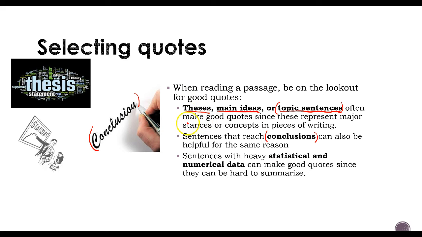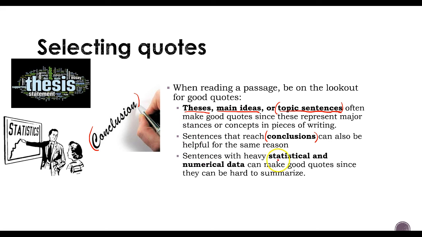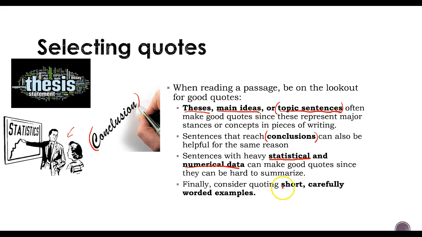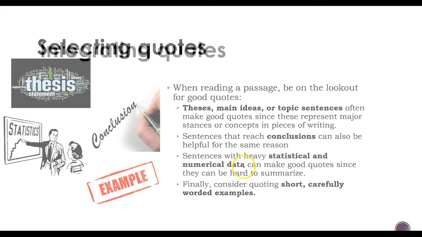Also, like I mentioned a little bit ago, if you have some sentences that have lots of statistics or numerical data, those can be really hard to recast, so you might want to quote those directly. Finally, if an author gives a really short, pithy, careful example, that could be a nice one to quote as well, rather than trying to put it into your own words. So there's a couple of the things you might want to quote.